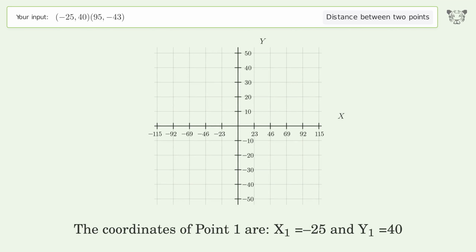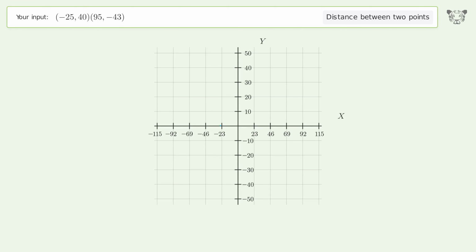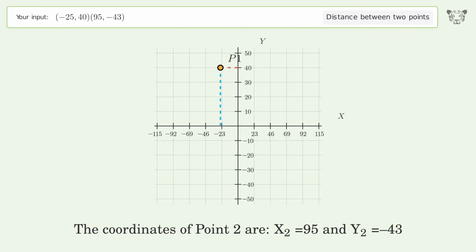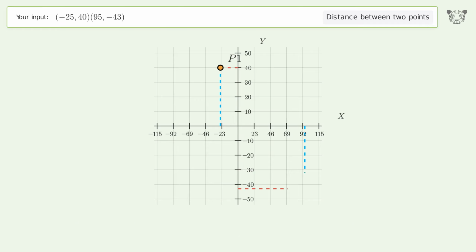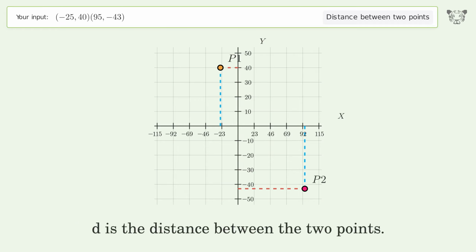The coordinates of point 1 are x1 equals -25 and y1 equals 40. The coordinates of point 2 are x2 equals 95 and y2 equals -43. D is the distance between the 2 points.